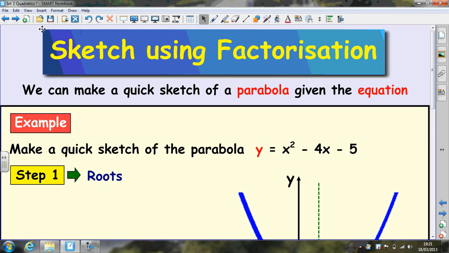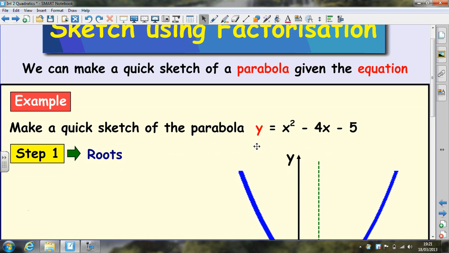In this lesson, we're going to look at how to work out the coordinates of the main parts of a parabola. That's the roots, i.e. where it cuts the x-axis, where it cuts the y-axis, and the turning point. So in this first example, it says make a quick sketch of the parabola. In order to do that, you need to work out the different points. This can appear in a lot of exam questions. It might not ask you to sketch the parabola, but it will ask you to work out the points.